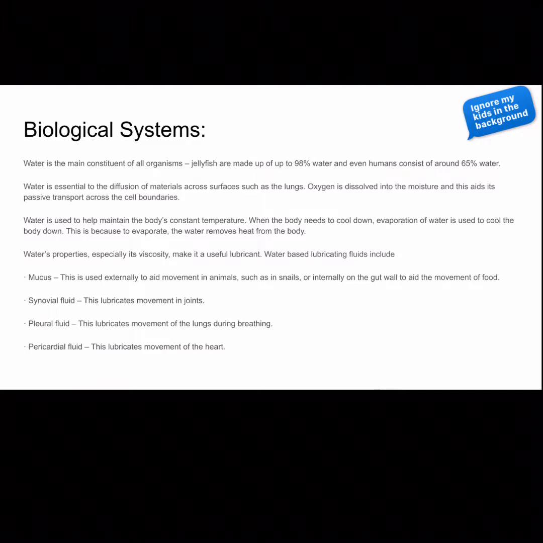Water is the main constituent of all organisms. Jellyfish are made up of 98% water, and humans consist of about 65% water. It's essential to the diffusion of materials across surfaces such as the lungs. Oxygen is dissolved into the moisture, and this aids it with passive transport across cell boundaries. So a little bit of biology coming into play.